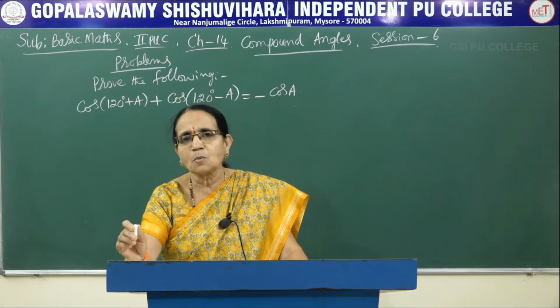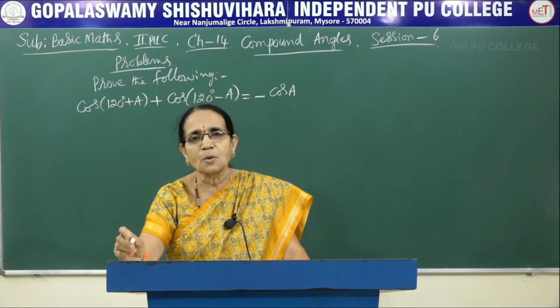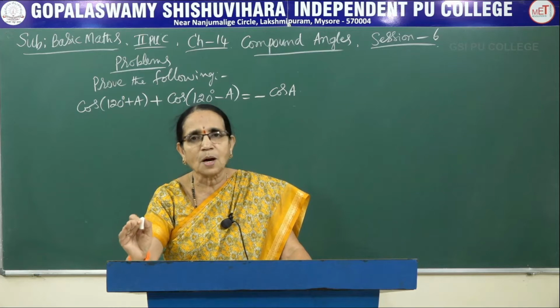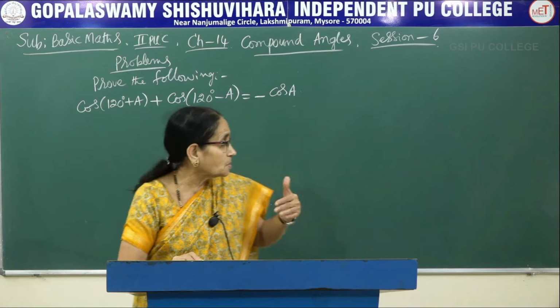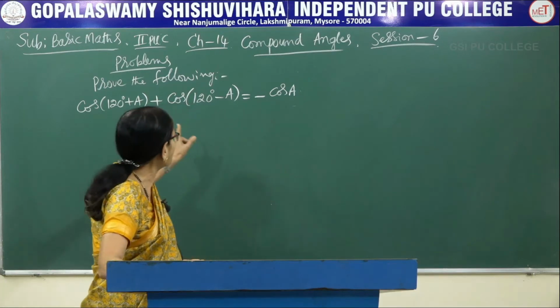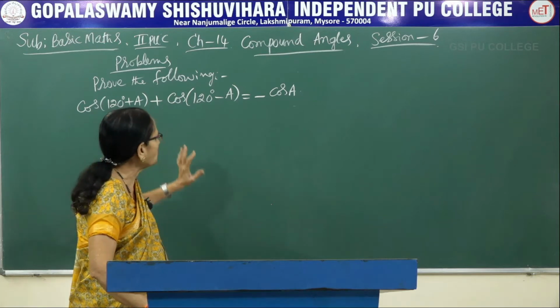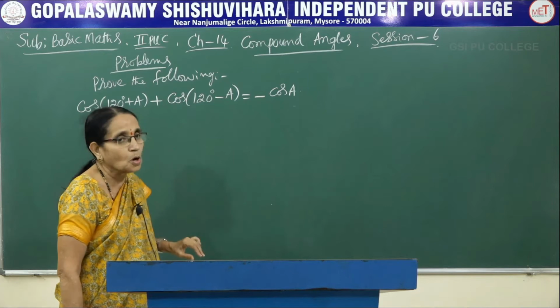In this one we have worked out some problems where we have evaluated, simplified, or proved some result. In the previous session also I had worked out some problems where we had proved certain results. So, in today's session also I am doing the same thing. This is the problem: cos of 120 plus A plus cos of 120 minus A is equal to minus cos A. This is what you have to prove.